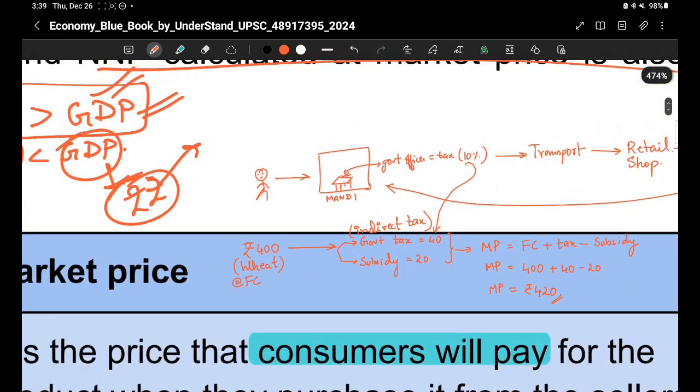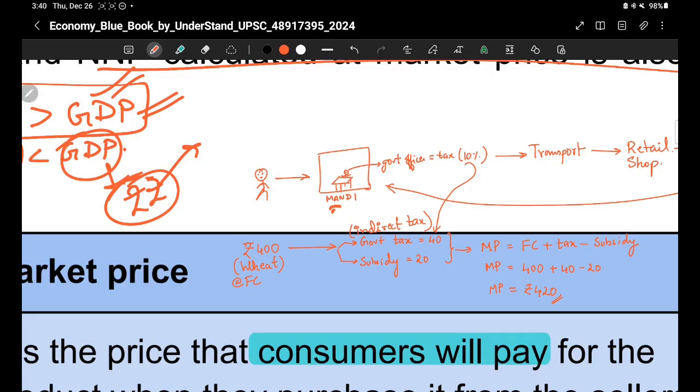That wheat is there, no? Wheat at factor cost is 400 rupees. Now let's say he wants to sell this wheat. He will go to Mandi. In Mandi, there will be a government officer or any person who's going to tax some amount, or some commission he will take, no? So let's say that is 10%.